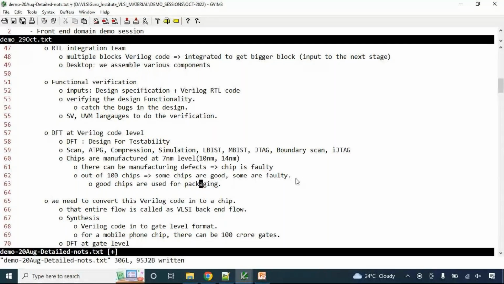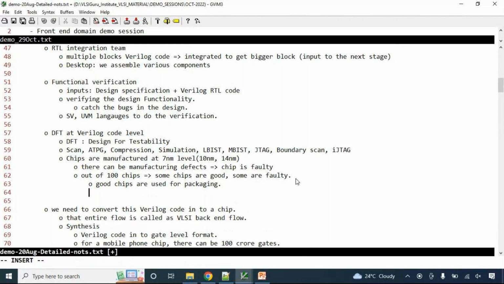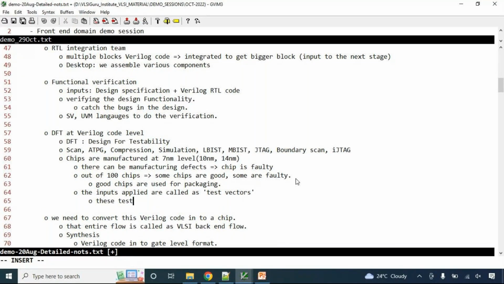Now, the point is, to figure out the good chips, we need to apply inputs, right? Those inputs are these inputs. The inputs applied are called test vectors. These test vectors are provided by DFT engineers.